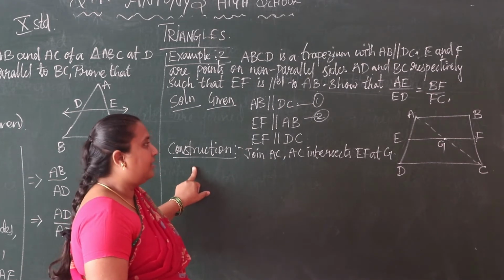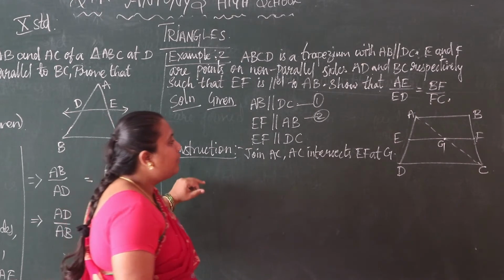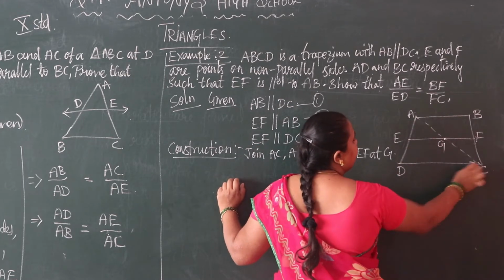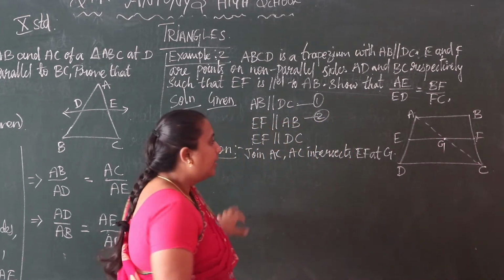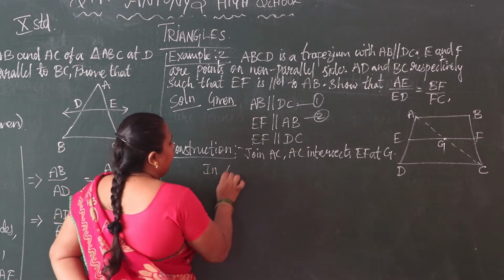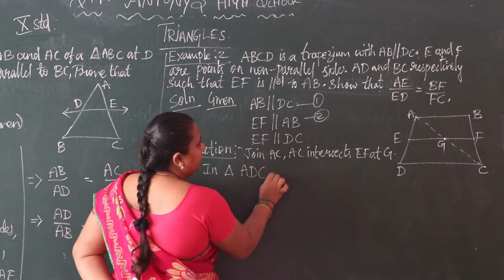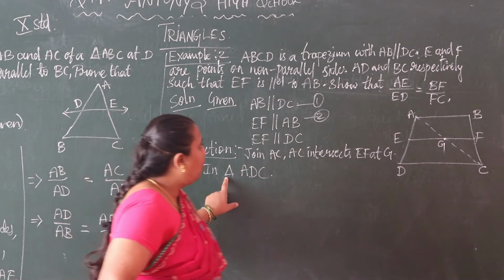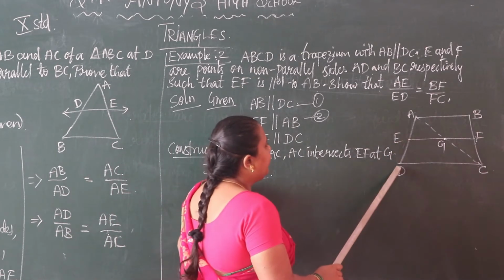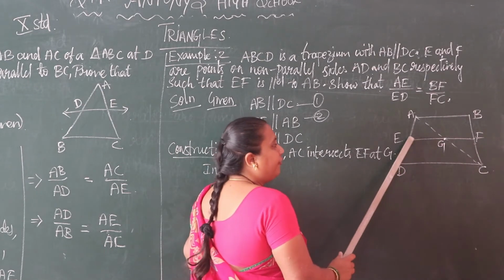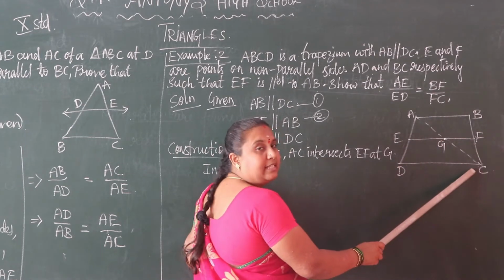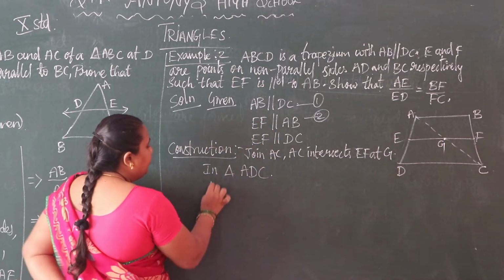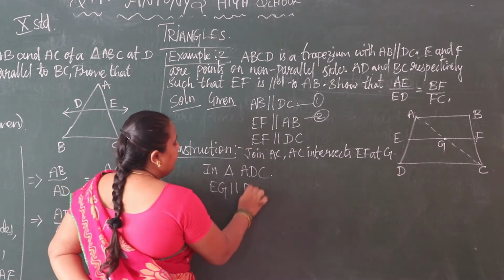Now let us take the first triangle. So which is the first triangle here? ADC. In triangle ADC, we can take EG. So we know here EF is parallel to DC, therefore EG is parallel to DC.